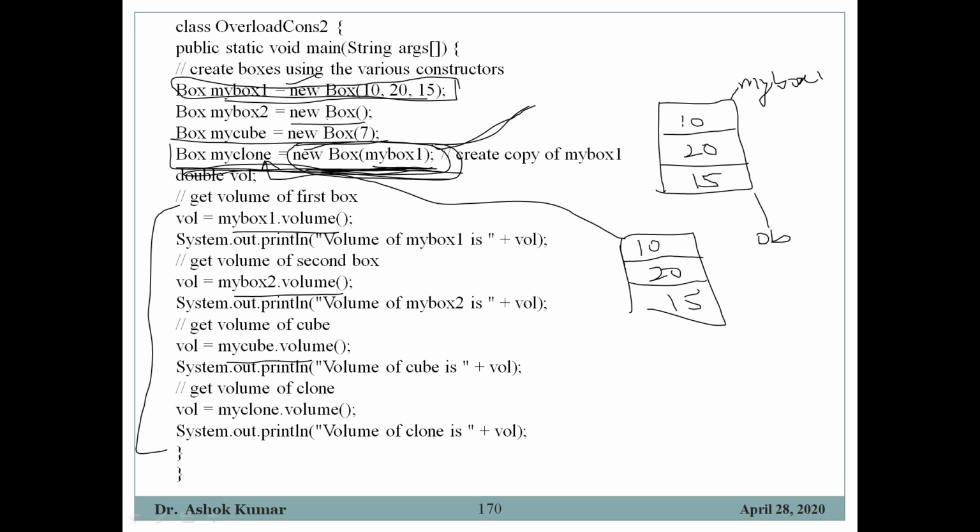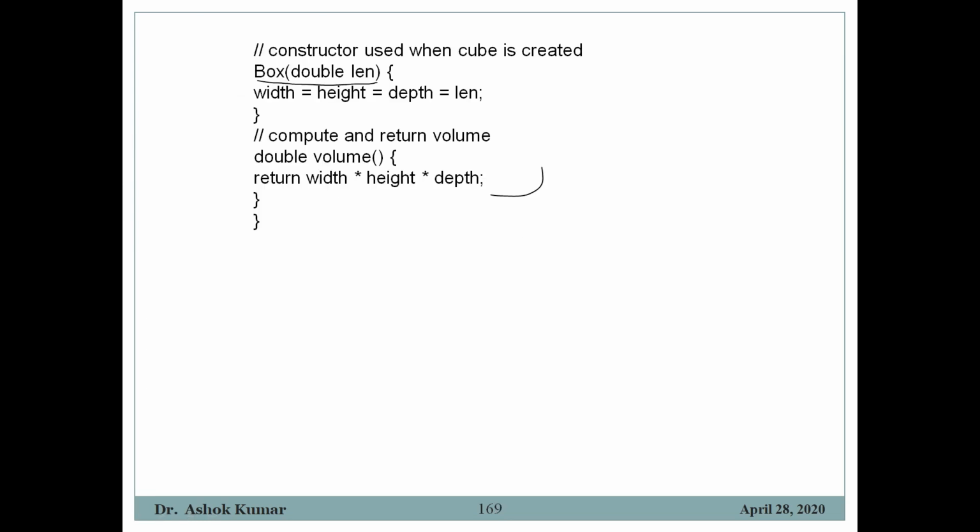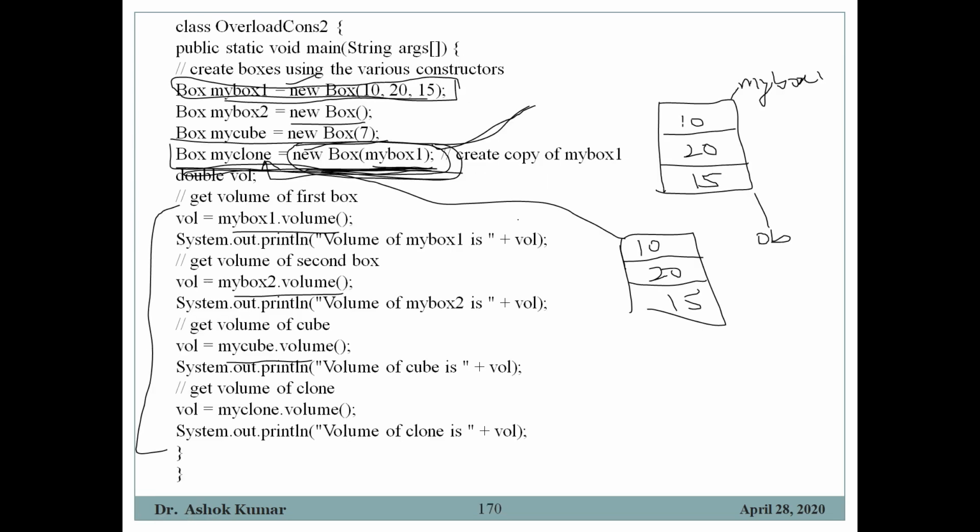So through this example, we studied that different types of parameters can be passed to the constructor. You can pass the object to the constructor, you can pass the fundamental data types, you can have a constructor that doesn't have any parameter, right? So this is what we discussed in this slide.